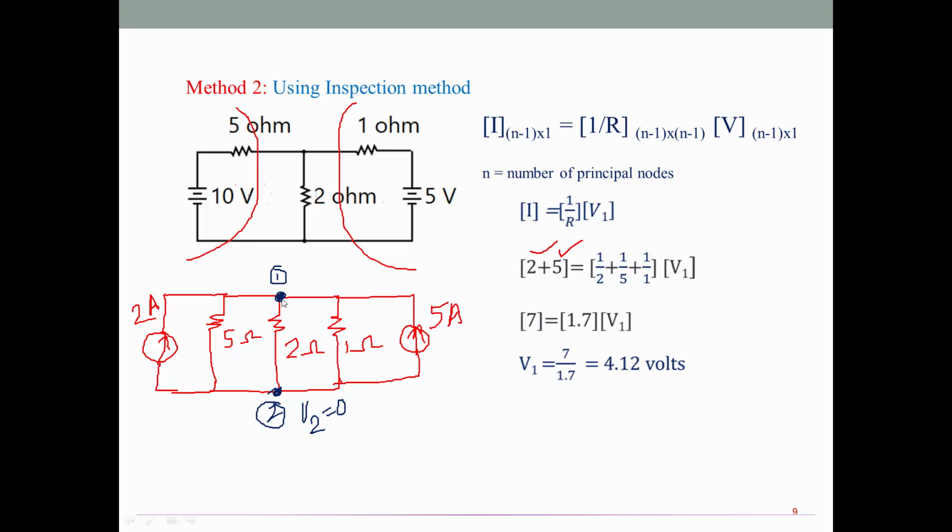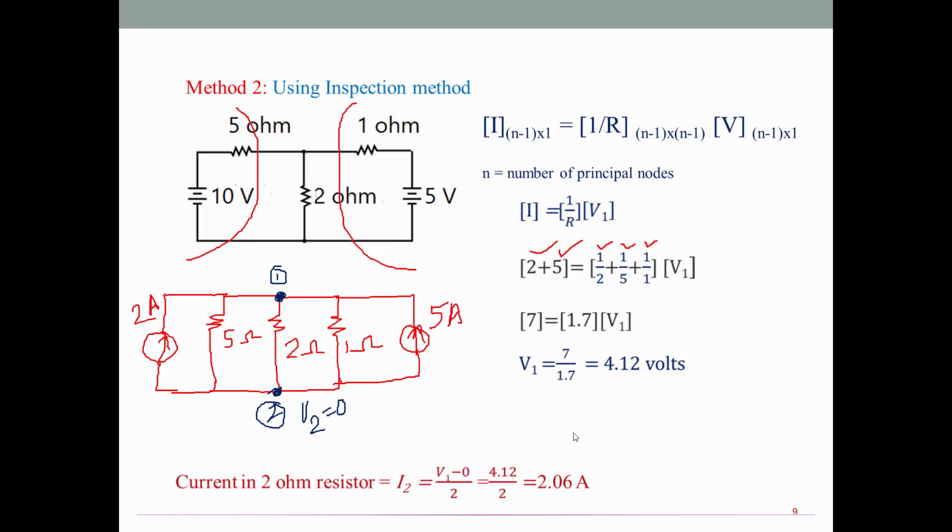Then on this node number 1, I have 3 resistors connected. So go for the inverse of each: 1 by 5, 1 by 2, 1 by 1. Inverse of this resistance. Then V1 is the unknown voltage we have to find out. Then simplify this, we'll be finding 7 equal to 1.7 times V1. Then V1 is 4.12 volt as we have seen in the previous method.